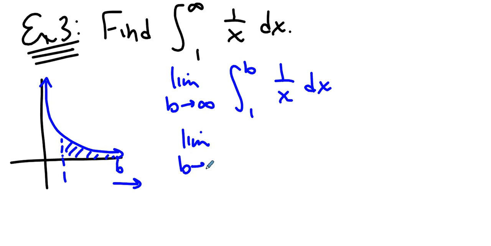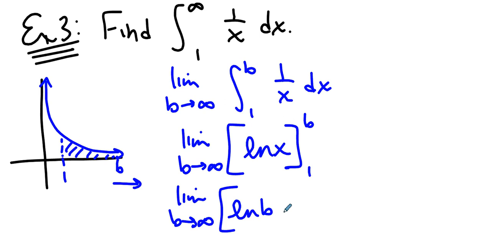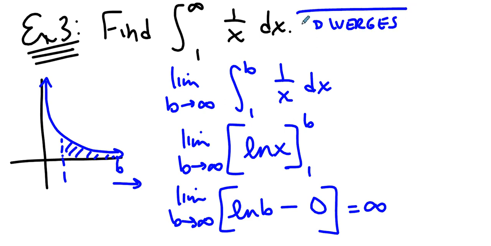Well, what's that? We take an antiderivative from 1 to b. The b goes in, the 1 goes in. What happens to this as b gets large? This gets large. This is infinity. And since this limit is infinity, we say that this integral diverges. And that's the way it goes.